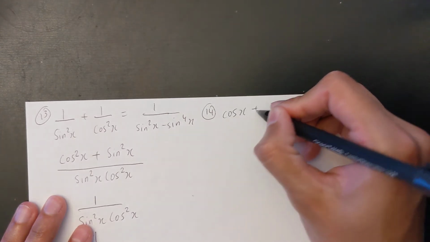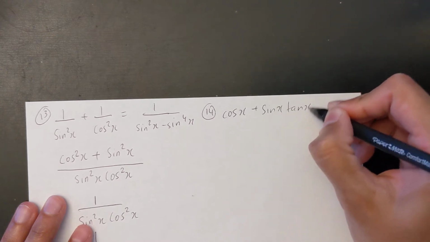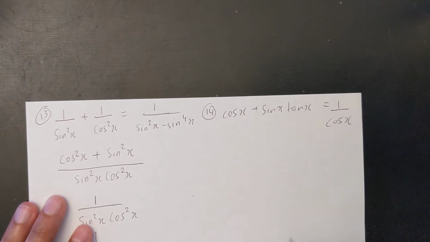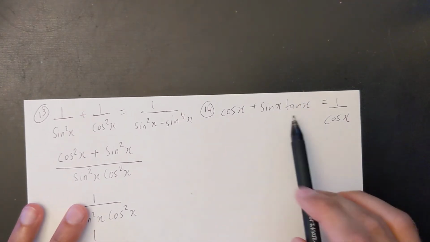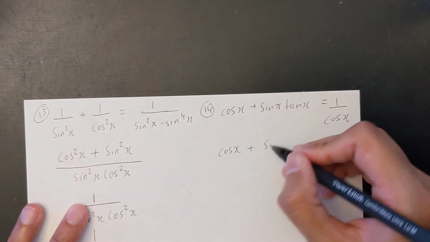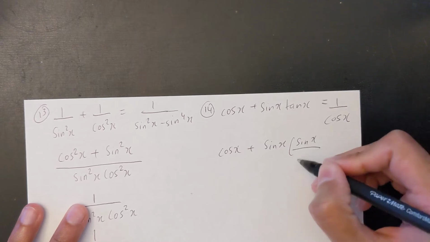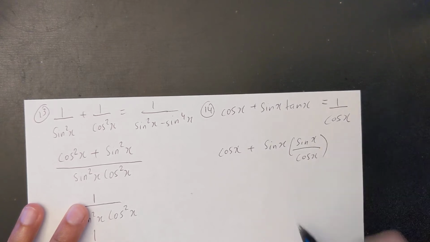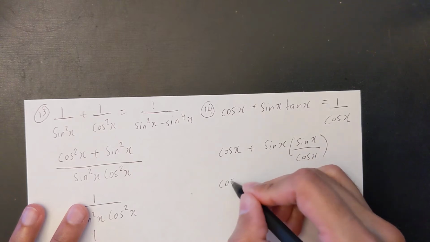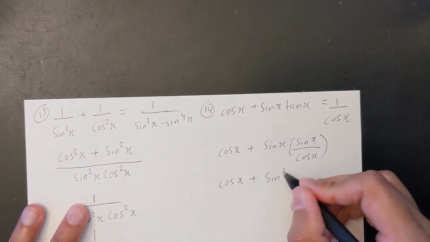Cos x plus sine x tan x equals 1 over cos x. I'm going to get rid of my tan first, so cos x plus sine x times sine x over cos x. I will multiply this or simplify this over here, pretty simple. So sine x times sine x is sine square x.